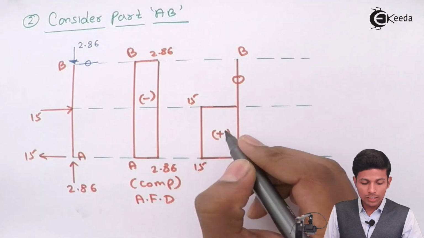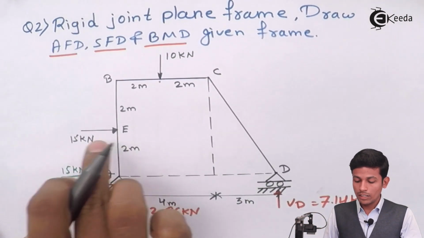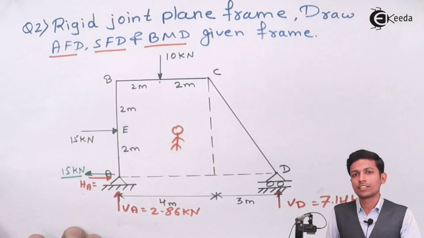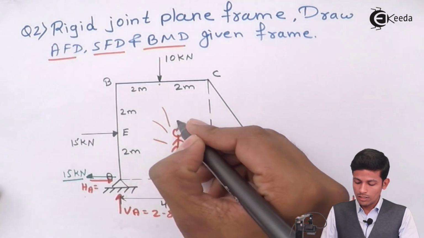This SFD is done. See, this is positive. Positive means outside the frame. See, outside the frame. You are standing inside the frame. Okay, please keep these things in mind. Now see, you are seeing over here.